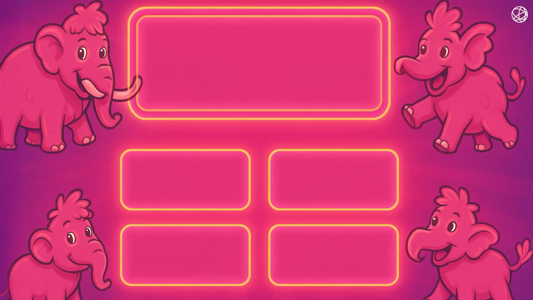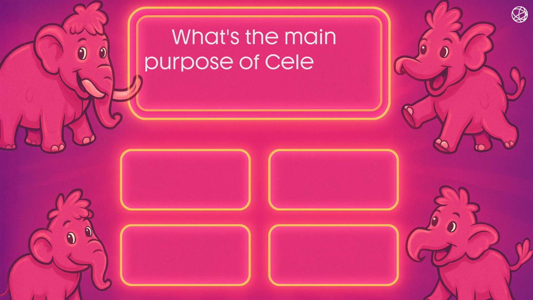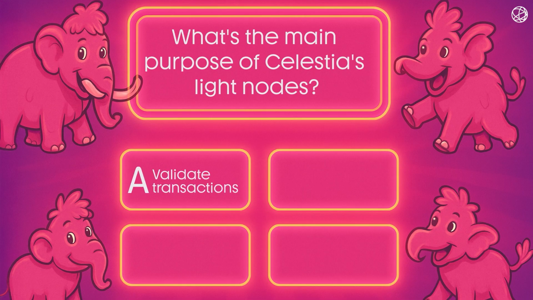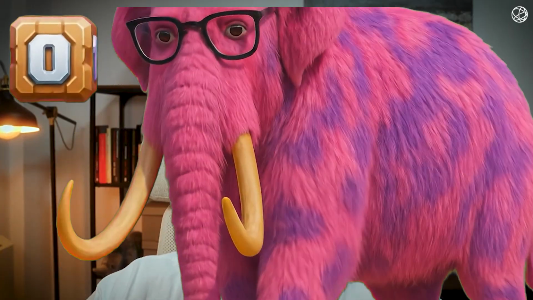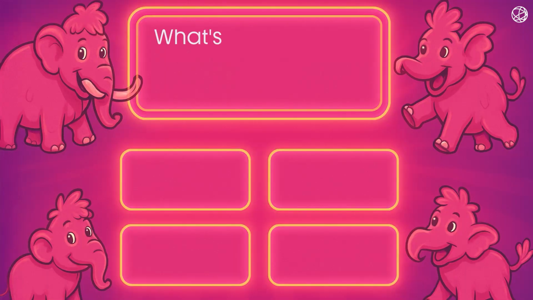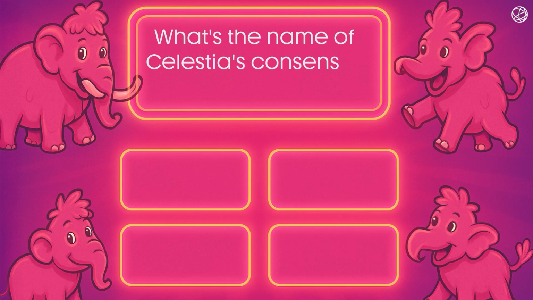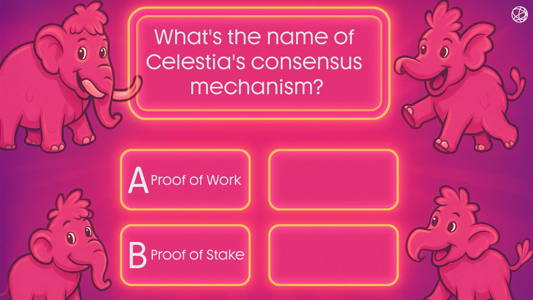Okay, what is the main purpose of Celestia's light nodes? Is it to validate transactions, to store the entire blockchain history, to sample data availability, or to process smart contracts? To sample data. What is the name of Celestia's consensus mechanism? I'm tempted not even to give you multiple choice. I bet you know it, but the multiple choice is proof of work, proof of stake, Tendermint, or proof of history. Tendermint. Yes. Okay, 2 for 3.